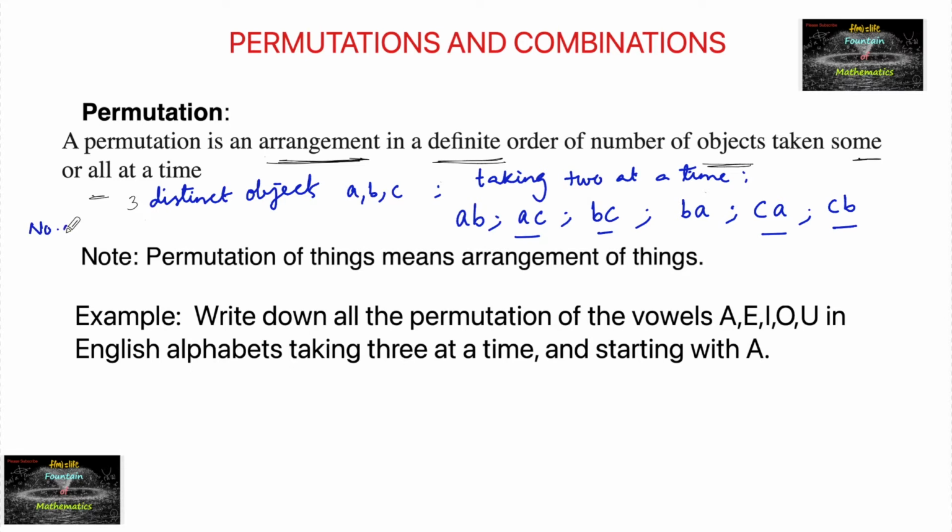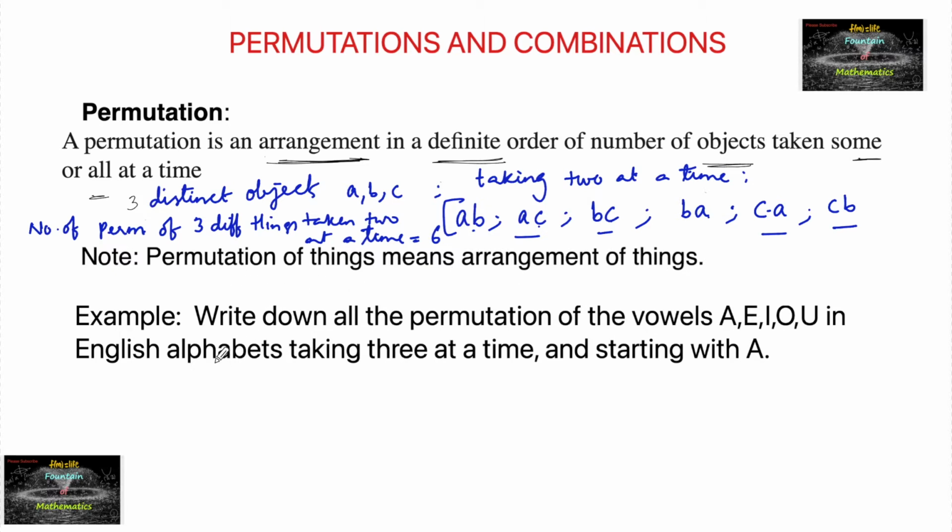We can say the number of permutations of three different things taken two at a time is: 1, 2, 3, 4, 5, 6. The answer is 6, six different ways. So permutation is an arrangement, and a very important thing you should remember is that order is important. Arranging, and order is important. AB and BA both are different, right? Permutation of things means arrangement of things. This is a note point.